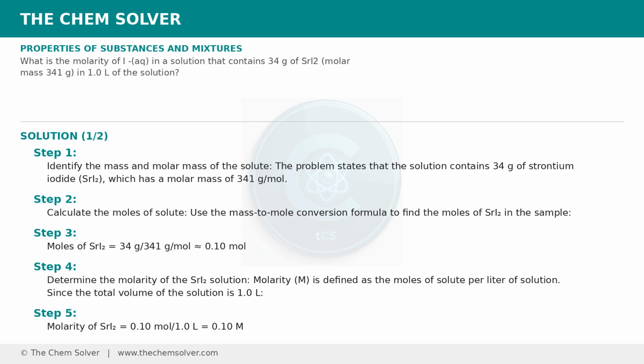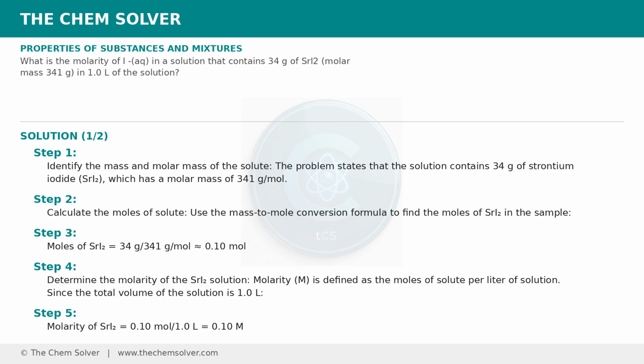Identify the mass and molar mass of the solute. The problem states that the solution contains 34 grams of strontium iodide, SrI2, which has a molar mass of 341 grams per mole. Calculate the moles of solute. Use the mass-to-mole conversion formula to find the moles of SrI2 in the sample. Moles of SrI2 is equal to 34 grams over 341 grams per mole, approximately 0.10 moles.